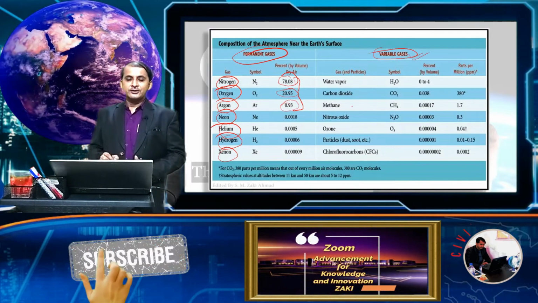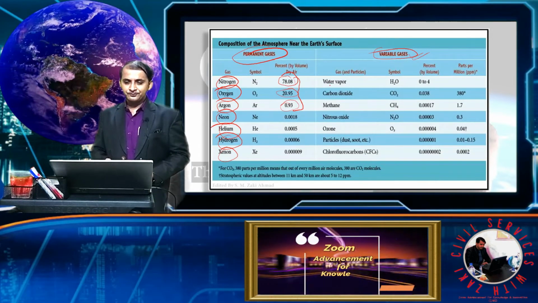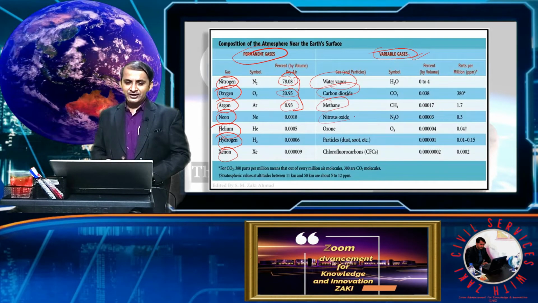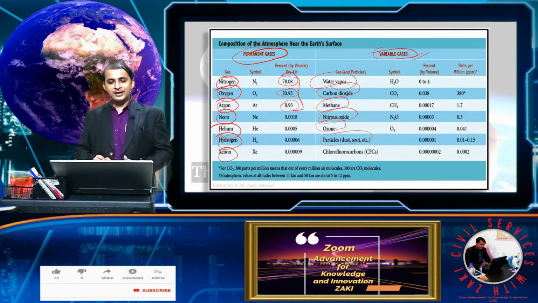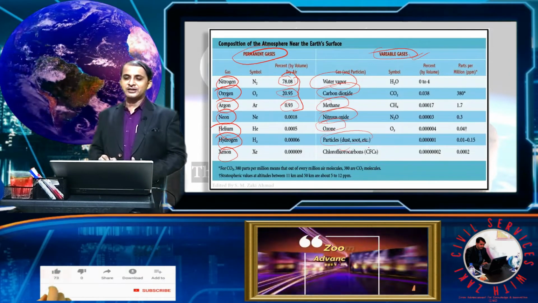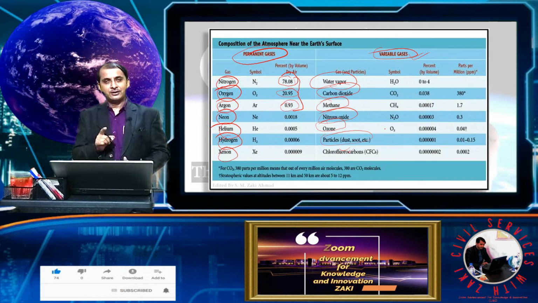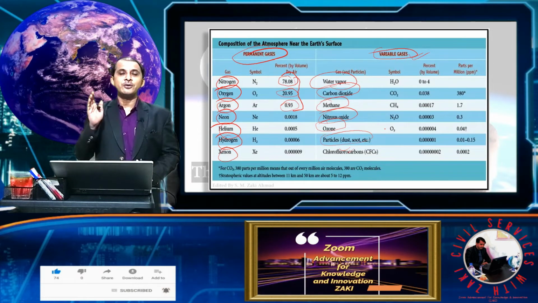The remaining part is the variable gases. The major variable gases are water vapor, carbon dioxide, methane, nitrous oxide, ozone, some types of particles, and chlorofluorocarbons, the CFC gases. The four major greenhouse gases are present in this variable gas category.